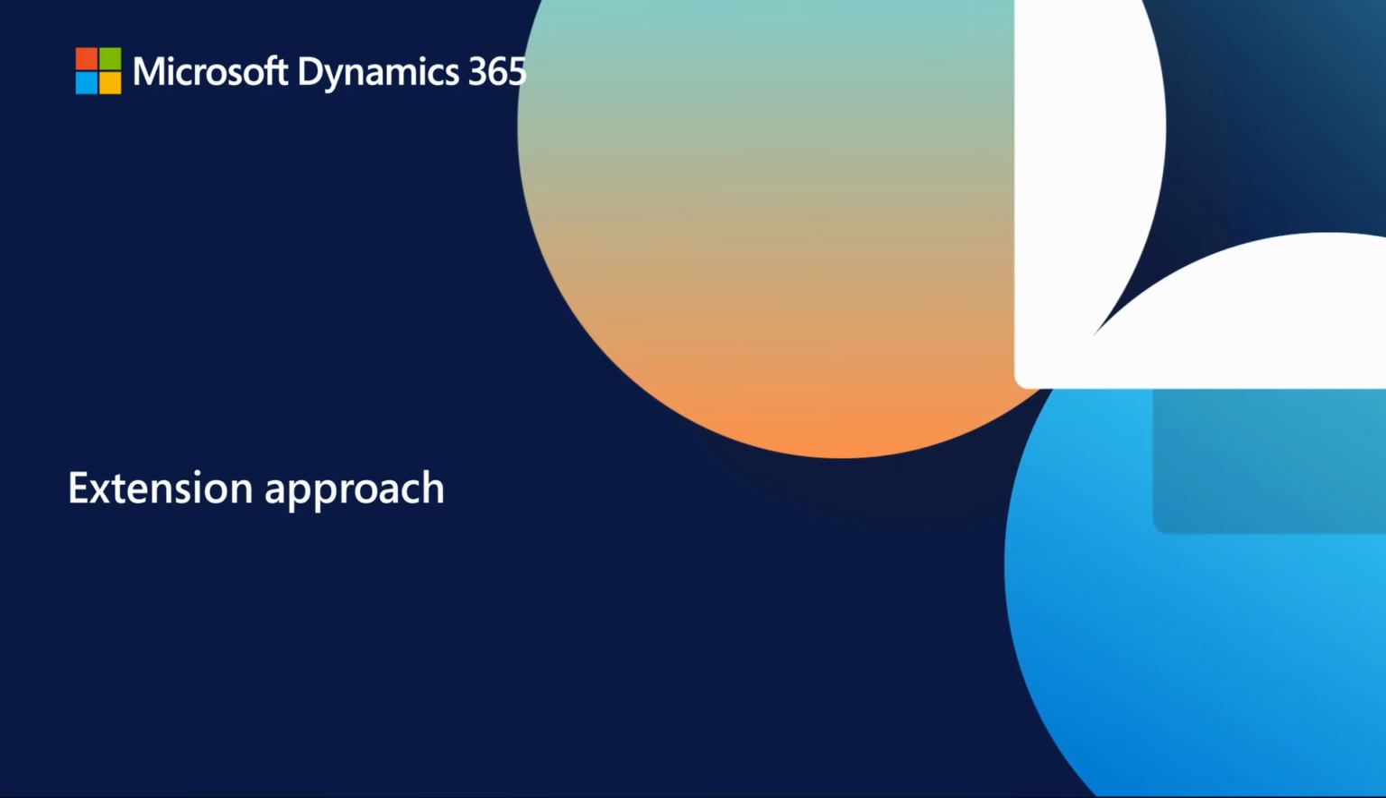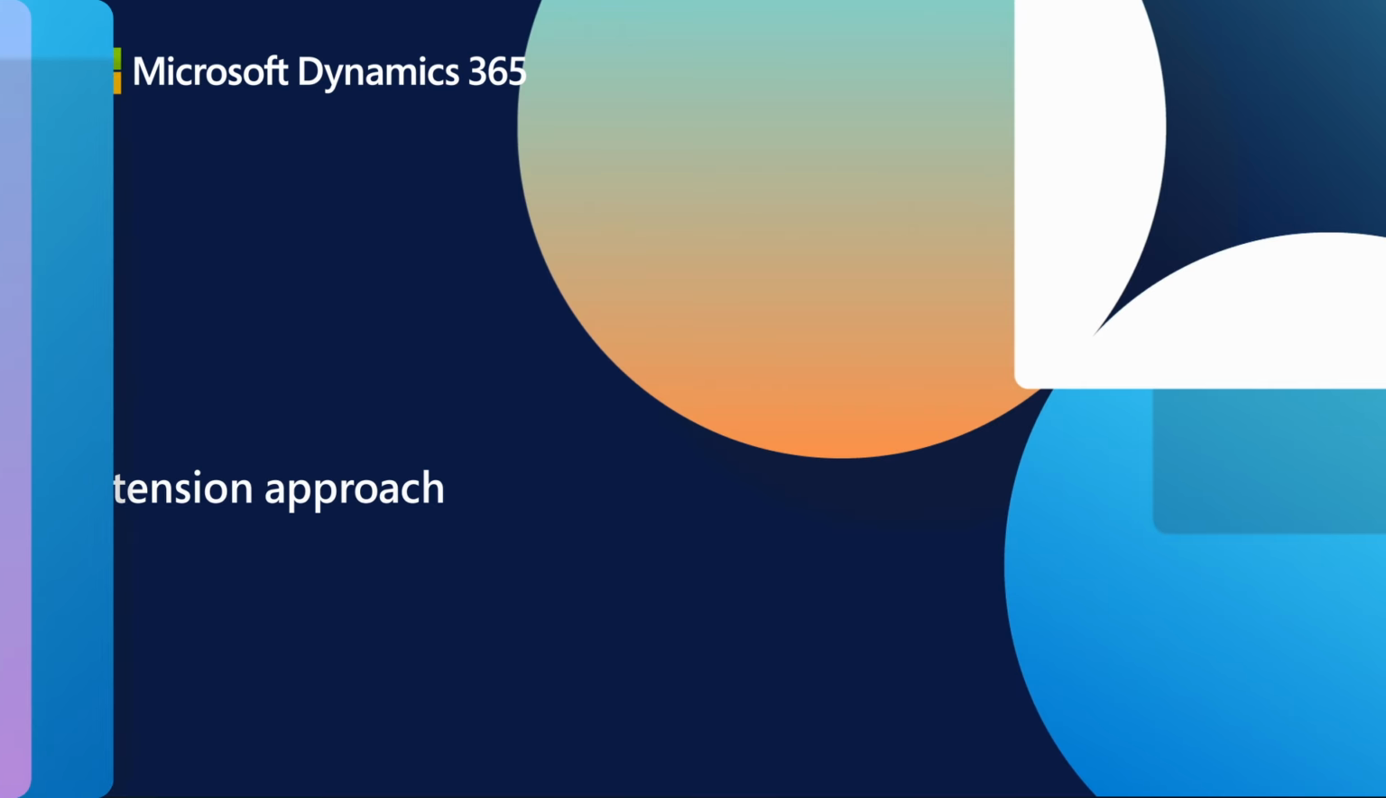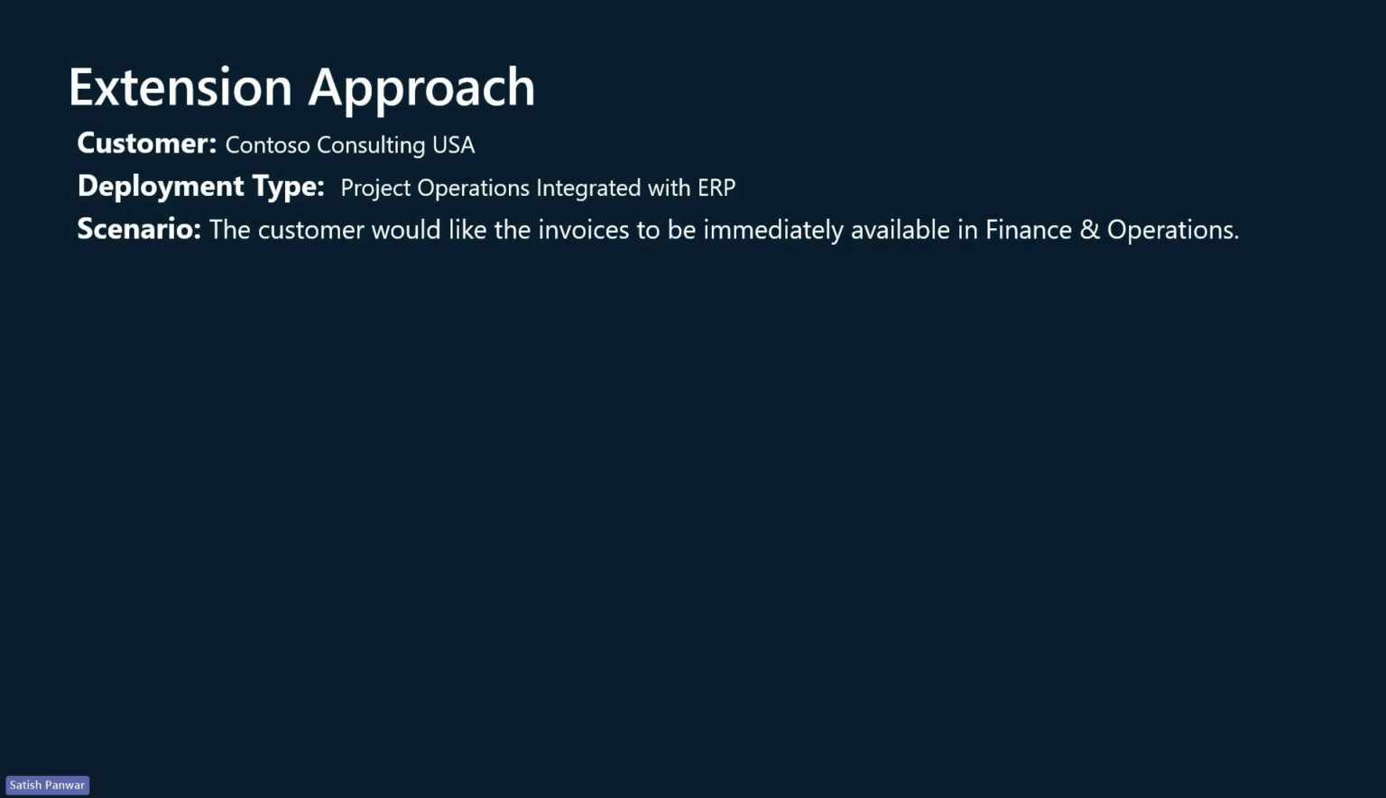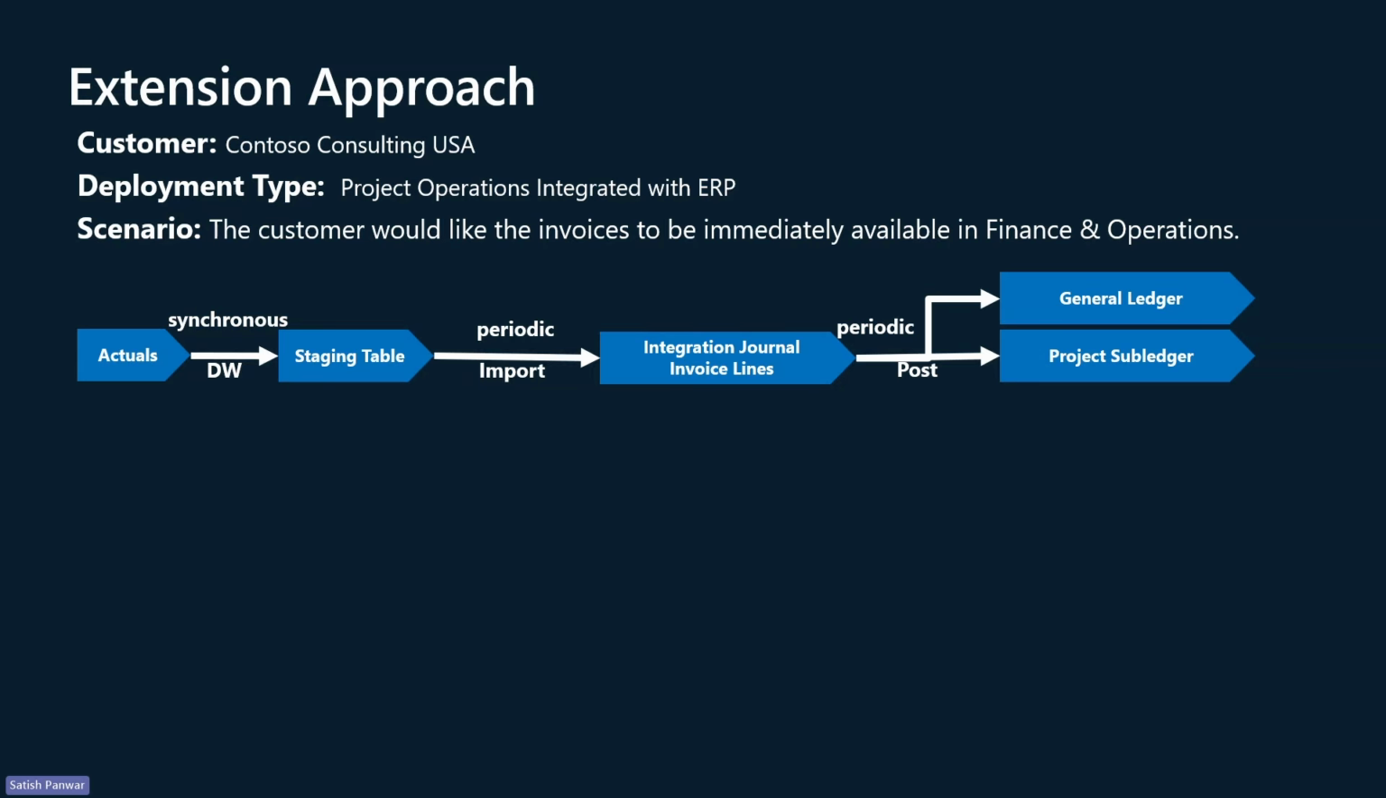Let's review some of the considerations during the extension of project operations functionality. The core of the project operations integrated with ERP deployment type is the data synchronization between Dataverse and finance and operations apps. In short, when a time, expense, fee transaction is posted in Dataverse, the actuals flow to finance and operations synchronously via dual write.